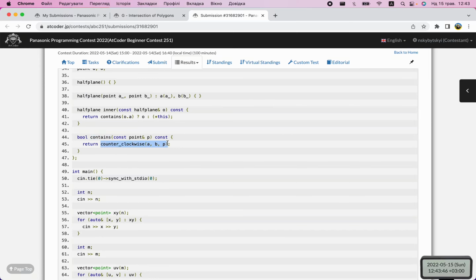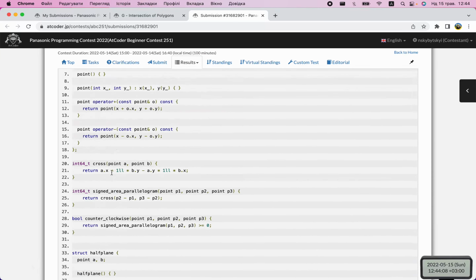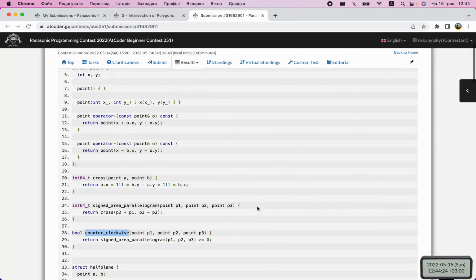For checking that some point is within a half plane, all you need to check is that angle ABP is counterclockwise. That's why I said that the half plane lies to the left when going from A to B. This is the same condition that can be expressed as a cross product. Please read the article on CP algorithms if you do not know how cross product works, how signed parallelogram area works, or how to check if three points form a counterclockwise angle.